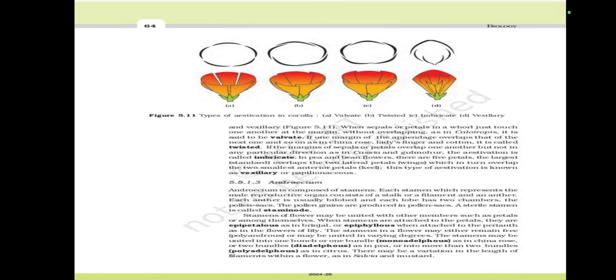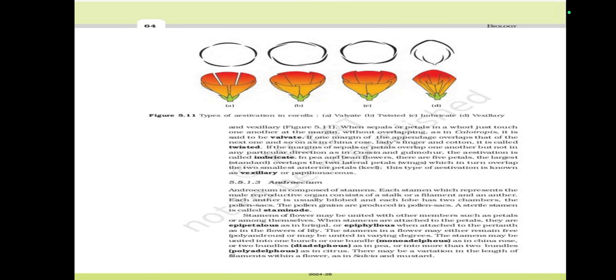Androecium is composed of stamens. Each stamen, which represents the male reproductive organ, consists of a stalk or filament and an anther. Each anther is usually bilobed, and each lobe has two chambers, the pollen sacs. The pollen grains are produced in pollen sacs. The sterile stalk is called staminode. Stamens of a flower may be united with other members such as petals, or among themselves. When stamens are attached to the petals, they are epipetalous, as in brinjal, or epiphyllous when attached to the perianth, as in the flowers of lily.